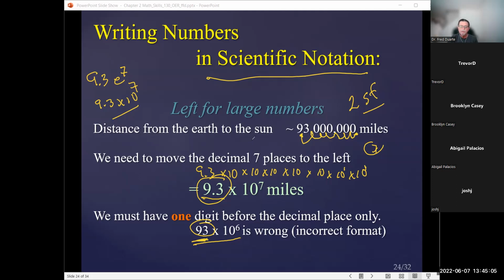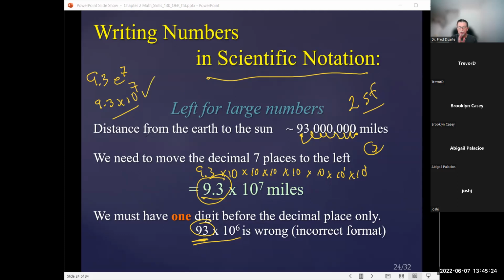The question is, where is the 10 coming from? You know, in this example we just did that Eduardo had, yes. Because some calculators can put your answer in the correct scientific notation and present 9.3 times 10 to the 7th, like so, okay?